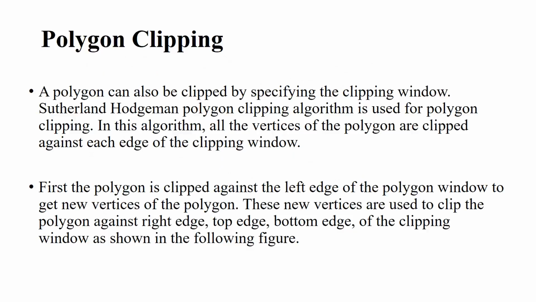Last is polygon clipping. A polygon can be clipped by specifying a clipping window, so for polygon clipping we also use a window. The Sutherland-Hodgman polygon clipping algorithm is used, and in this algorithm all the vertices of the polygon are clipped against each edge of the clipping window. First the polygon is clipped against the left edge of the window to get the new vertices of the polygon. These new vertices are used to clip the polygon against the right edge, top edge, and bottom edge of the clipping window, as shown in the figures.